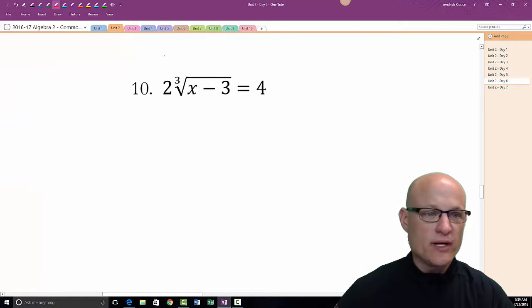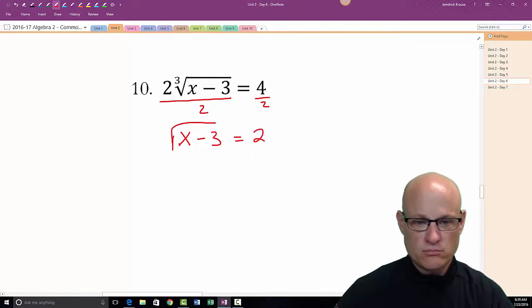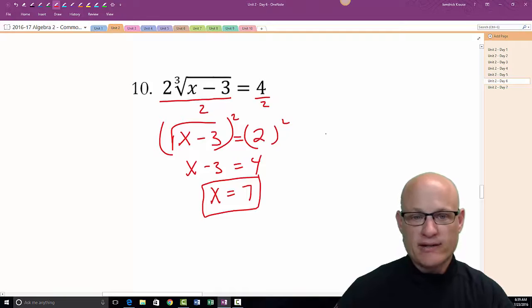All right, still got to get the weird thing alone, so I'm going to get rid of this 2. So I get the square root of x minus 3 equals 2. Now square both sides. And I get x minus 3 equals 4, or x equals 7. It works.